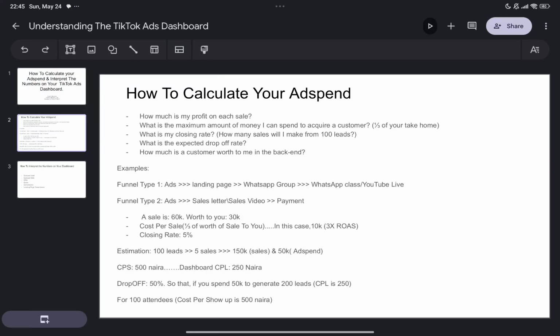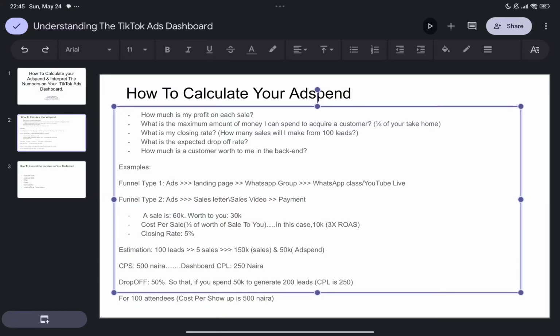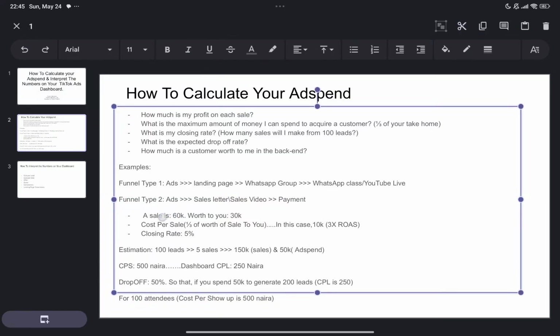For example, if you're an affiliate marketer selling affiliate offers, and I have an example here. Let's say a sale is worth 60,000 naira. That is, the product you are selling is 60,000 naira. But 50% of that money goes to the course creator, and 50% goes into your own pocket as the affiliate marketer. That means even though you are getting paid 60,000 naira from that sale, the true worth of that sale to you is 30,000 naira, because that is what goes into your pocket.